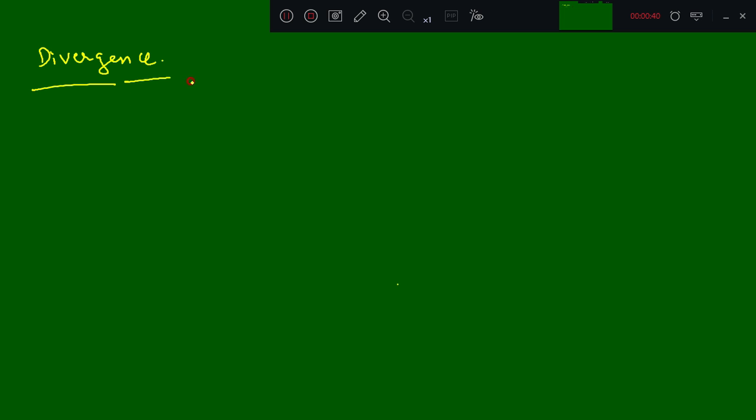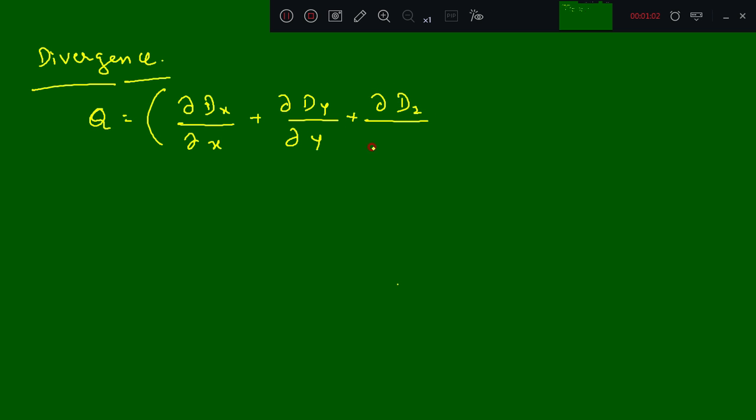volume element. That is, we have derived Q is equal to dou Dx upon dou x plus dou Dy upon dou y plus dou Dz upon dou z into the differential volume, that is dv. This we have derived in the last class. And you can call this equation number 1.